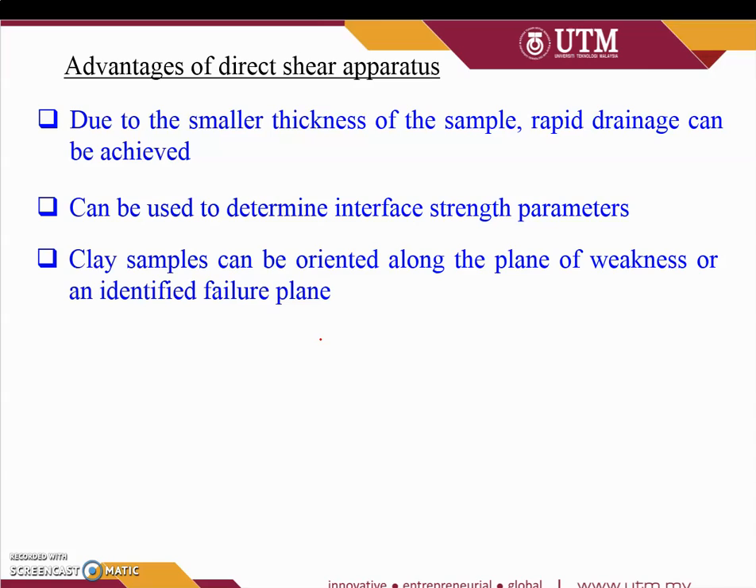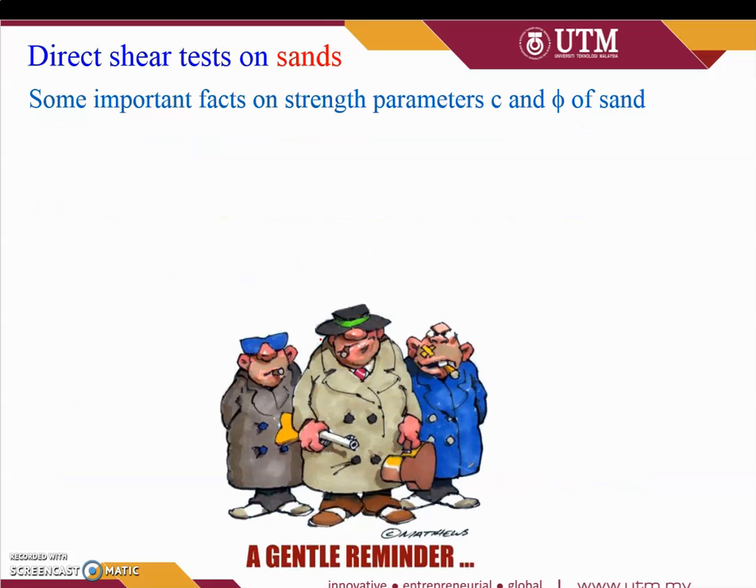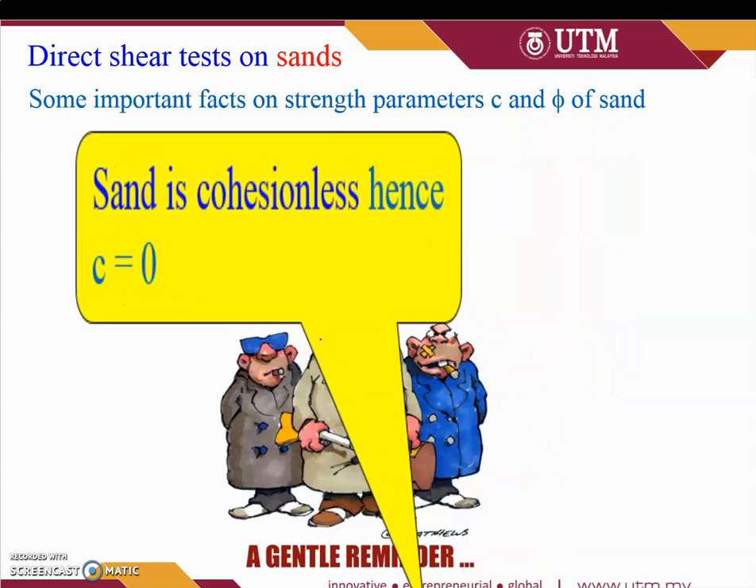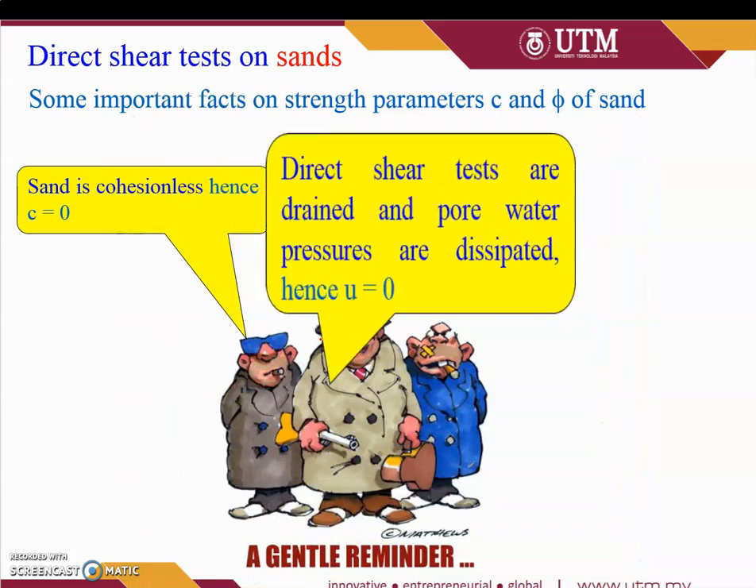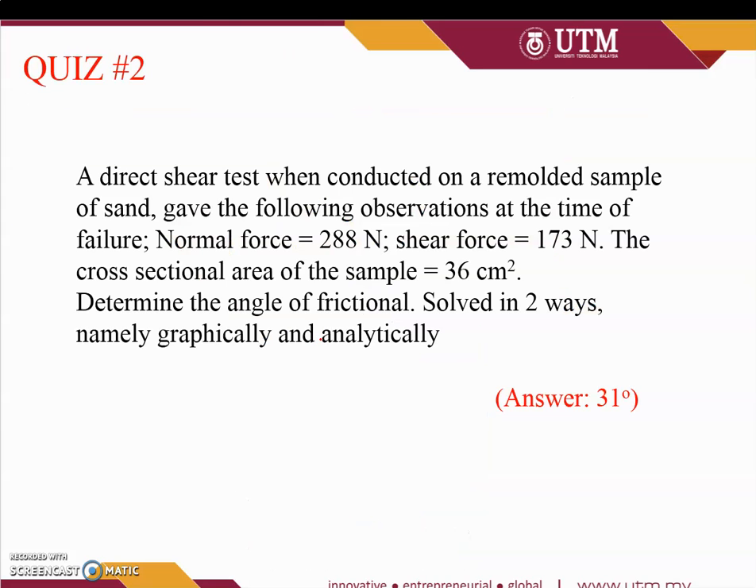Alright, so these are some advantages of using direct shear, and these are also the disadvantages. But the most important is the parameter that we want to find in the sand, which is phi. And this is one quiz with the answer, so you can try to solve the problems using graphical or analytical methods, and later we can have a discussion for this quiz.